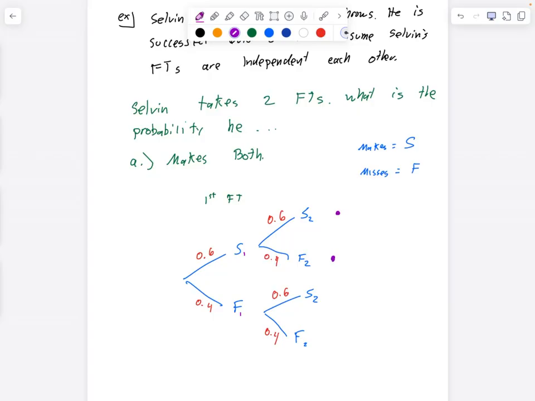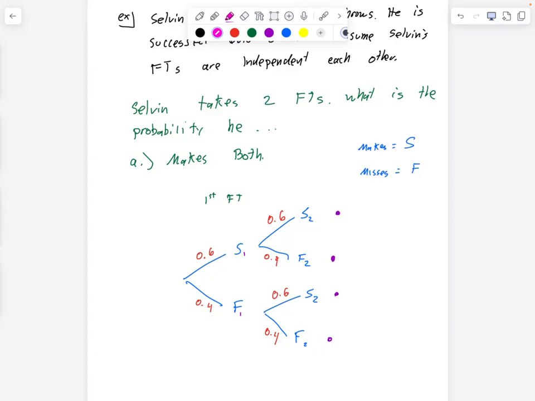So what's the probability he makes both of them? Did anybody do that math in their head? What's 6 times 6? 36. So 0.36. Now, what about the next outcome? We would do 0.6 times what? And Sam's jumping real quick with her math, so 0.4 times 0.4, which gives me 0.16.